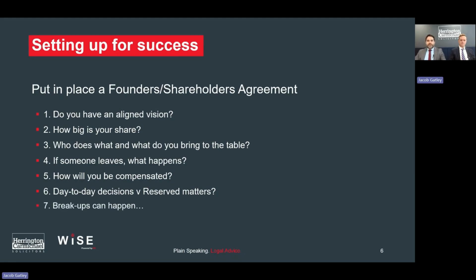And number 7, breakups can happen. This is a sensitive topic for obvious reasons. If there are unsolvable internal conflicts, then it's good to think down the line how you might resolve those, and whether you are going to put a mechanism in your agreement to potentially resolve it. A good common example is that you might have it so that the parties attend mediation to see if they can navigate through the disputes.